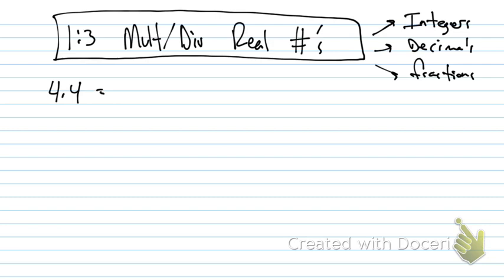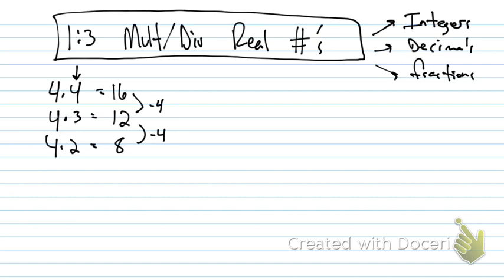4 times 4 is what? 16. 4 times 3, 12. 4 times 2. What is happening to my product? It's getting smaller. It's going down 4, and that's because I'm multiplying by one less. I'm having one less of those 4s. So let's keep the pattern going. 4 times 1. 4 times 0.